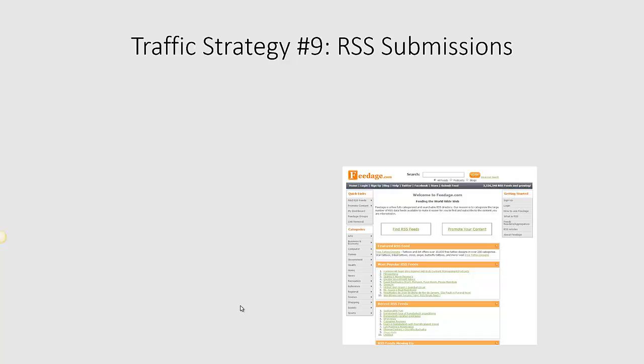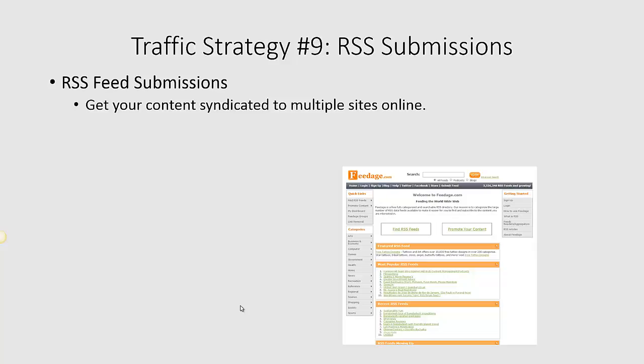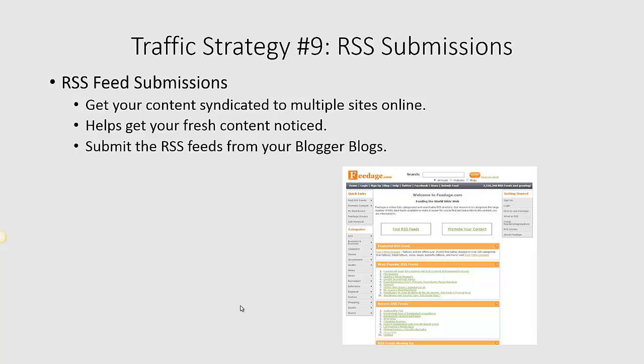So traffic strategy number 9, another great free strategy, is RSS submissions. RSS feed submissions is where you submit your content and get it syndicated to multiple sites online. It's a really good way to get your content noticed and to get it out there. It's the very reason that blog platforms like blogger.com, like WordPress, even a self-hosted WordPress site, are very popular with the search engines: because of RSS feeds. It gets your content syndicated, it helps get your fresh content noticed and out on the internet.